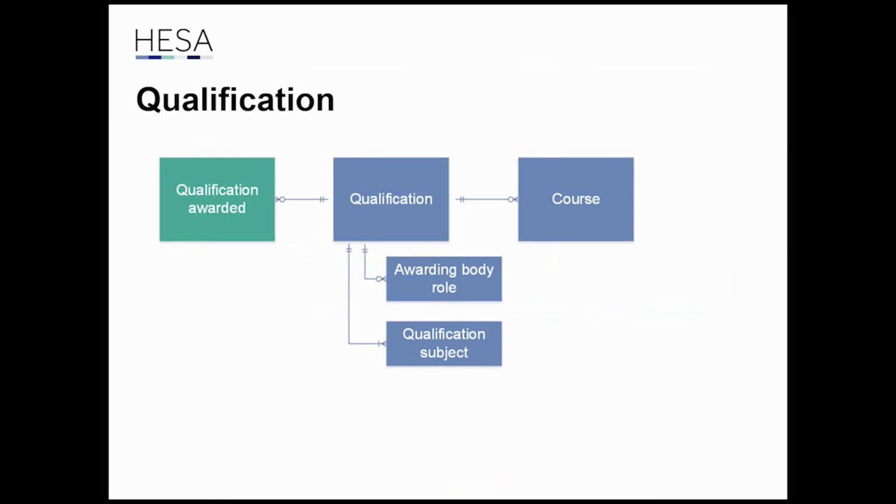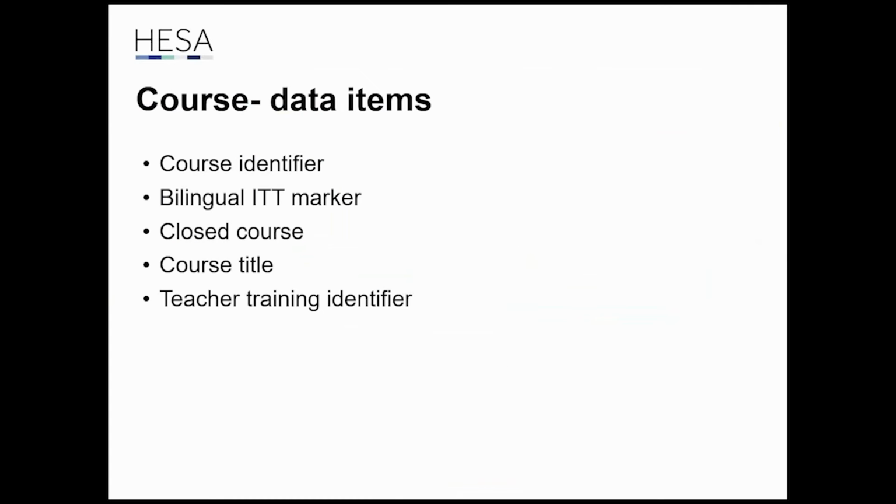So that is qualifications. I will move on to courses next. I've split the data items here between ones that are currently collected on the course entity, and then I'll run through some of the new ones, kind of focus in on those. So for those of you familiar with the current return, these should look fairly familiar. We have a course ID. Again, that's the unique identifier defined by the reporting provider.